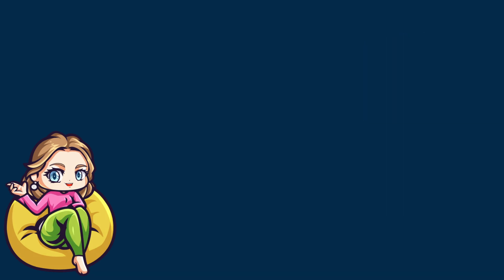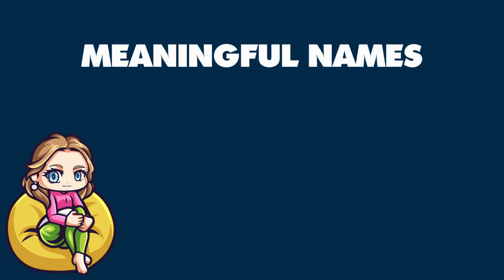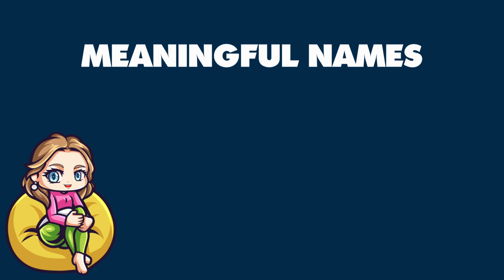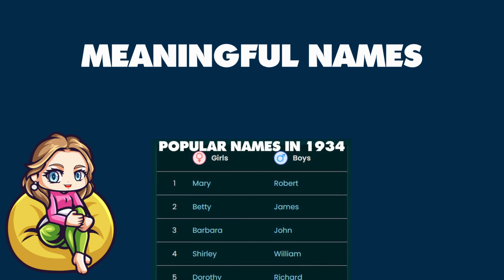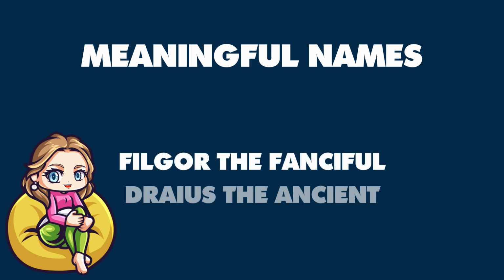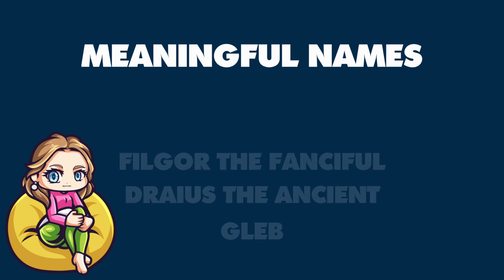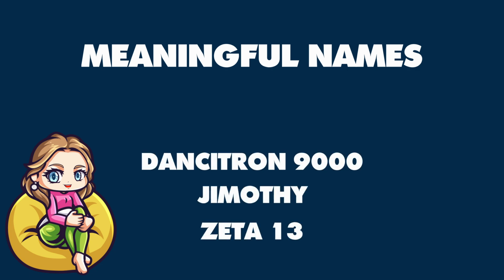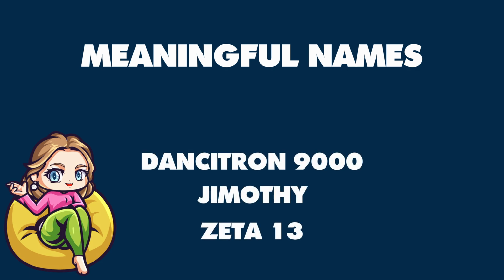When it comes to naming your character, there are many ways you can make the name meaningful. You can choose names based on history, genre, language, or cultural context. For example, if you're writing a historical fiction story, you might pick names that were popular in the time period you're writing about. In a fantasy story, you could create names that sound magical or ancient, while a sci-fi story might call for futuristic or unusual names, yet to be invented.